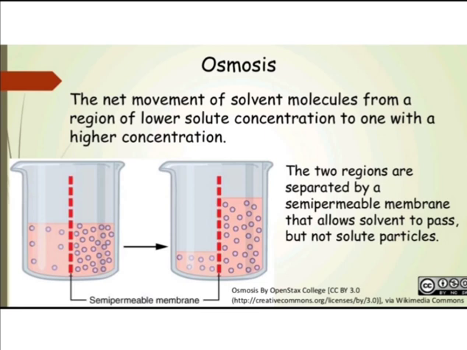Now the last property is osmosis. As you know very well, osmosis means only solvent molecules can move from the lower concentration region to the higher concentration region, and the two regions are separated by a semi-permeable membrane that allows solvent to pass but not solute particles. This means the membrane allows only solvent molecules to pass from one part to another, but the solute molecules cannot move from one region to another.